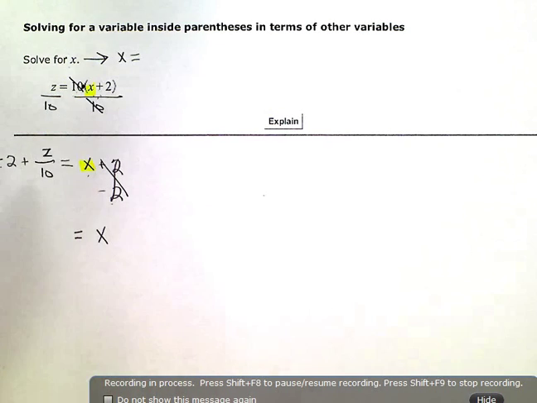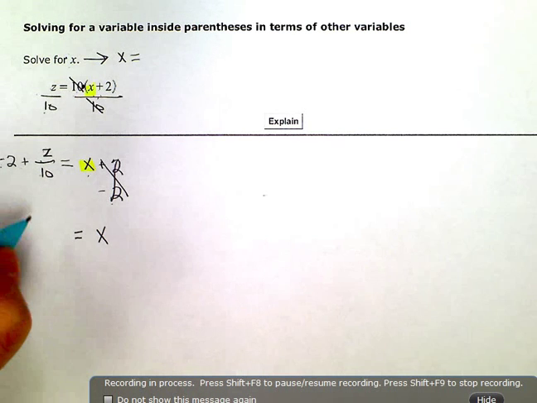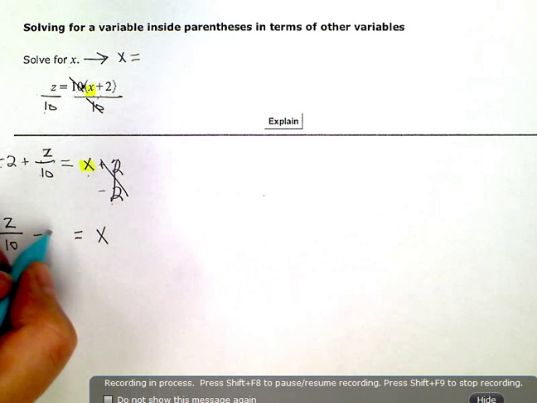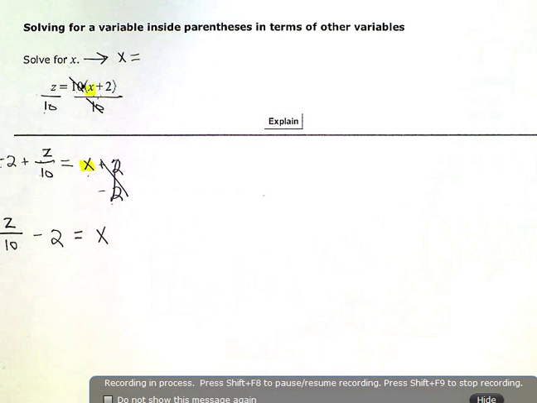But on this side, do I subtract 2 from the z, from the 10, from the whole thing? You can think of it like this. The z divided by 10 was there first, right? And it was only the z divided by 10. It didn't have anything to do with this subtract 2. So we can just leave it like that. Z divided by 10 was there first, and then I subtracted 2. And I can leave my final answer just like that.